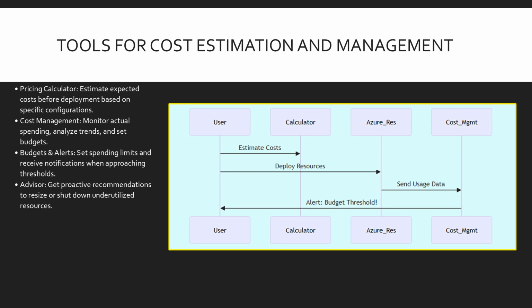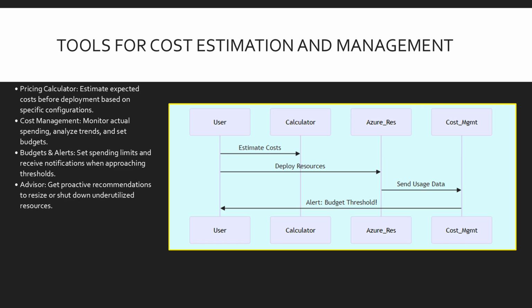To navigate these models effectively, you must use the right tools. The pricing calculator allows you to build a shopping list of resources to estimate monthly costs before you deploy. Once deployed, Microsoft Cost Management provides a dashboard to track actual spending and analyze trends. You can set budgets and alerts to notify you when you approach your spending limits, preventing billing shock. Finally, Azure Advisor analyzes your actual usage and recommends resizing or shutting down underutilized resources to optimize your spend.